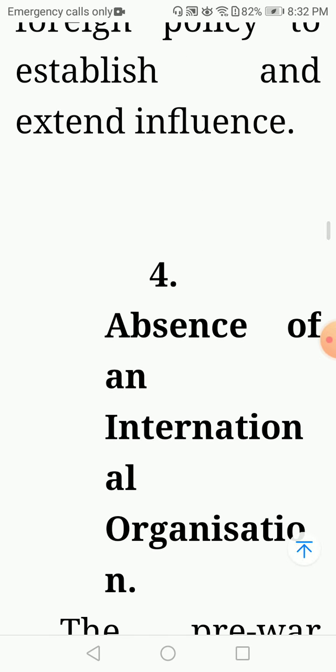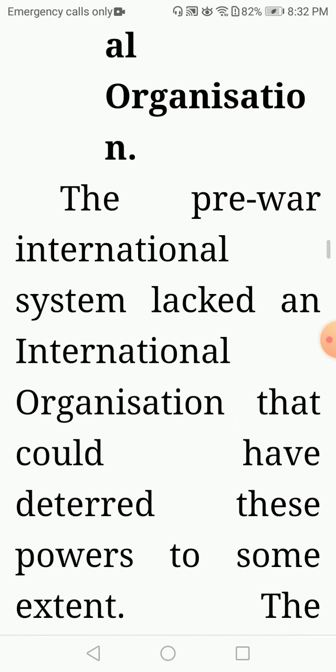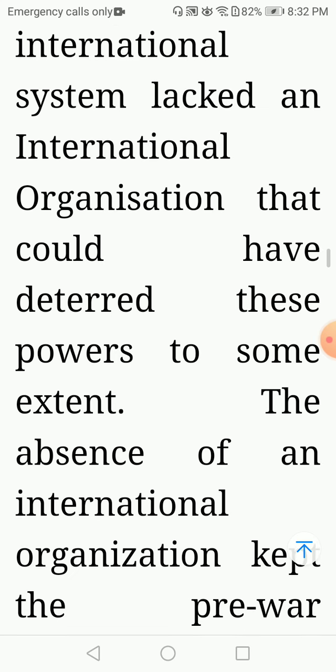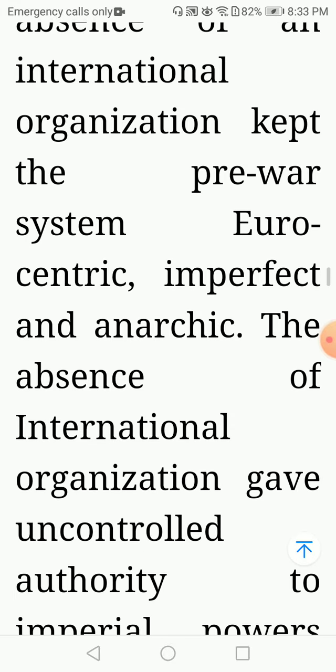Fourth element of international system is absence of an international organization. The pre-war international system lacked an international organization that could have deterred these powers to some extent. The absence of international organization kept the pre-war system Eurocentric, imperfect, and anarchic.